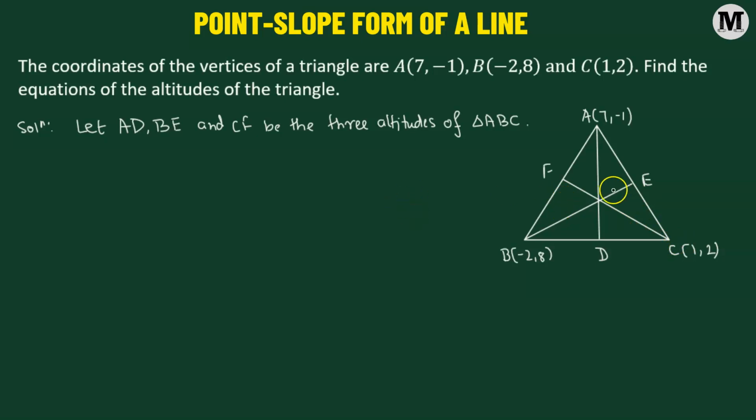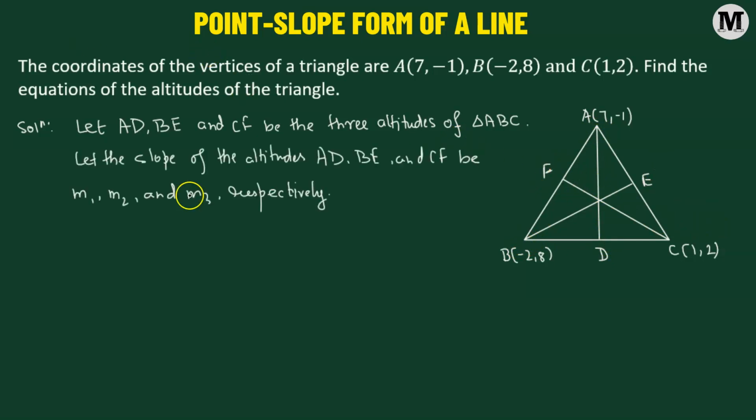So let's first assume that the slopes of lines AD, BE and CF are denoted by M1, M2 and M3 respectively. Now, we can find the slope. We'll start with AD. We can find the slope of AD by finding the slope of BC, because we know for a fact that if two lines are perpendicular to each other, here AD is perpendicular to BC, then the product of their slopes always equals -1, meaning the slope of AD, which is M1, times the slope of line segment BC, will always equal -1.